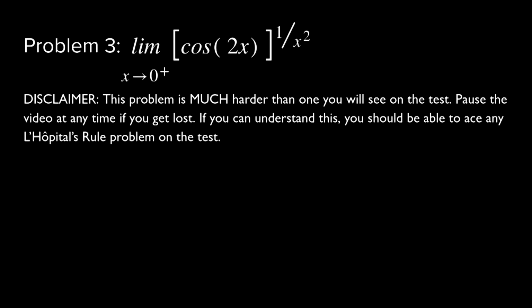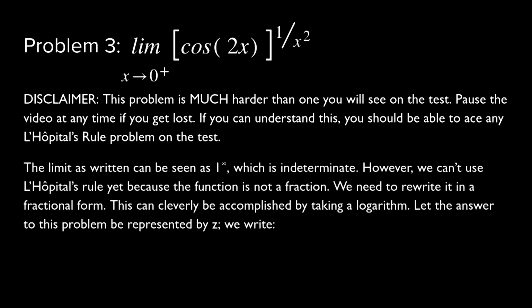So, if we plug in x equals 0 normally, we would get cosine of 0 is 1, and the exponent goes to infinity. So we have 1 to the power of infinity, which is an indeterminate form. So once again, we can't evaluate this, but the problem is this is not a fraction. It's not f of x over g of x. So we can't just use L'Hôpital's theorem on it, we have to rewrite it first.